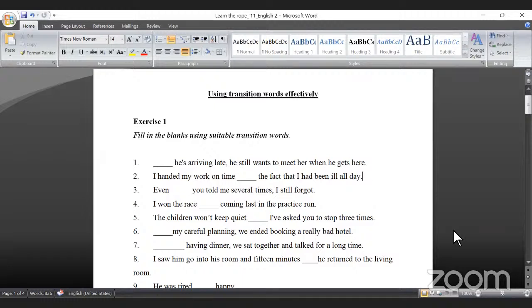Okay, third one: "Even dash you told me several times, I still forgot." Even though. Okay, so you either put "though," or "even though" as a whole could be used as a transition word. Since "even" is already given here, we don't have any other choice, so you use "though." Fourth one: "I won the race, dash coming last in the practice run."